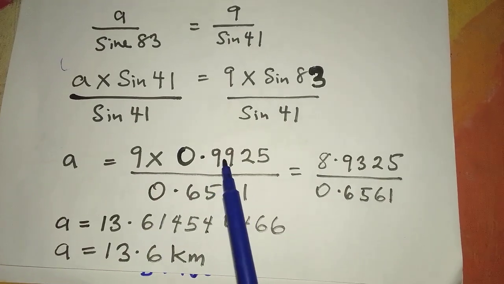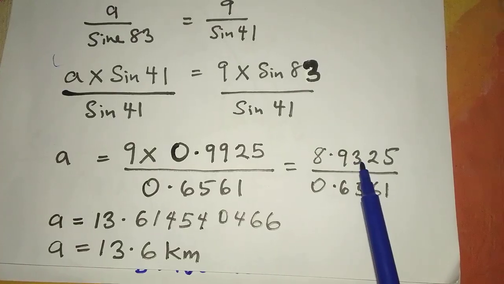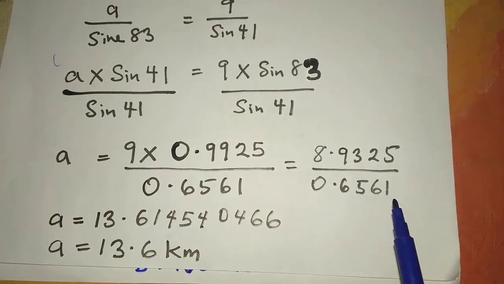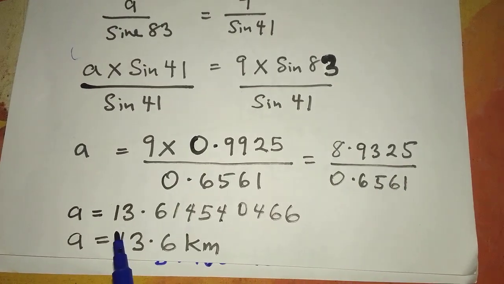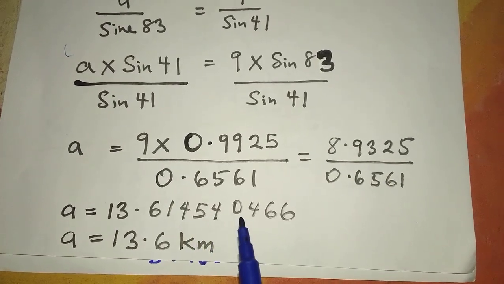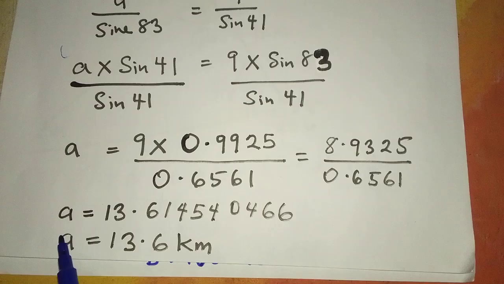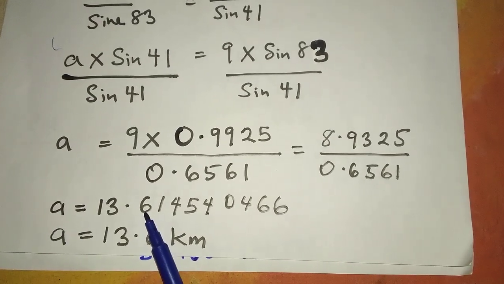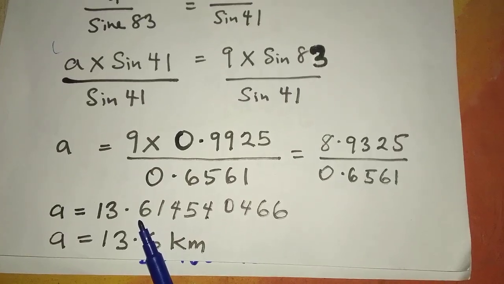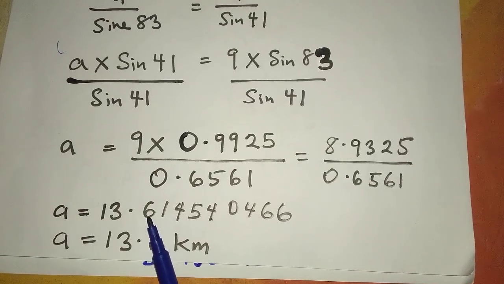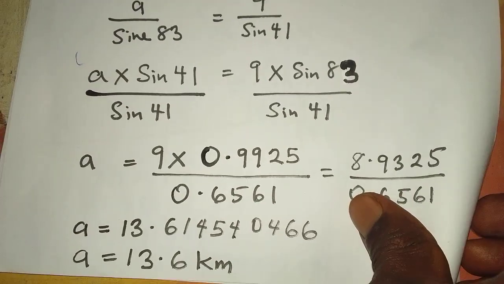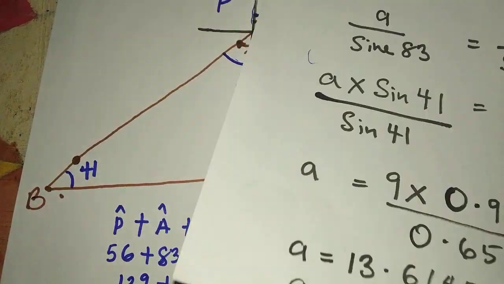So 9 times 0.9925 gives 8.9325 divided by 0.6561. So when you divide it, you are getting 13.614540466. So if you now do this to one decimal place, the next number is not up to 5, so you cut it off. So that means you're having 13.6 kilometers. Now let's consider another example.